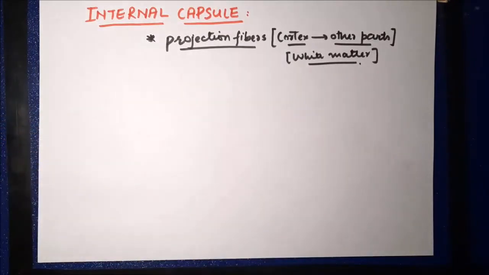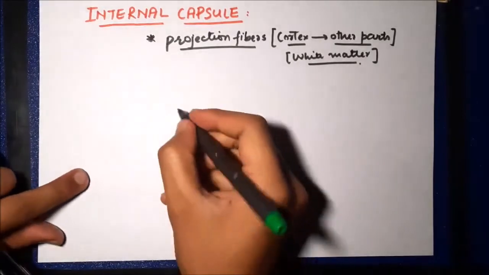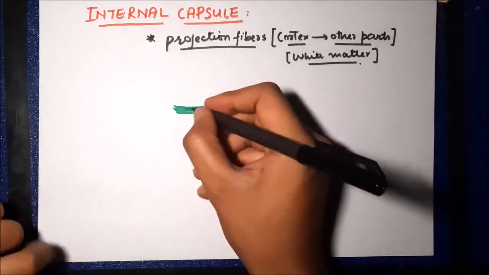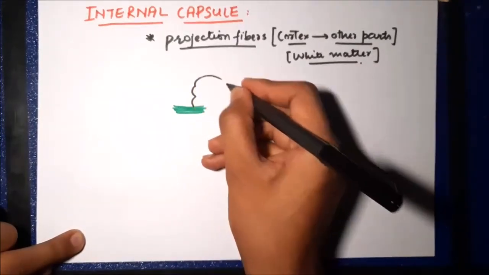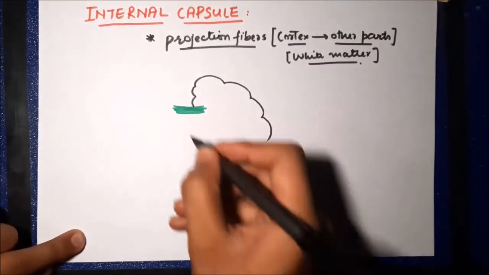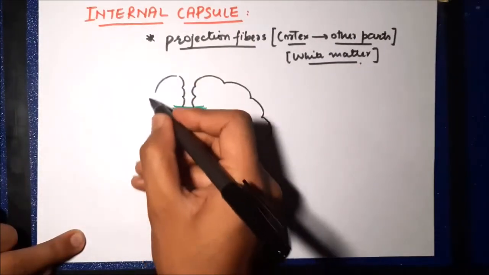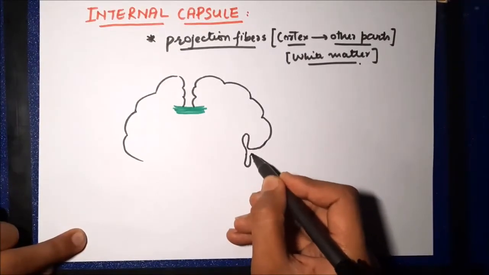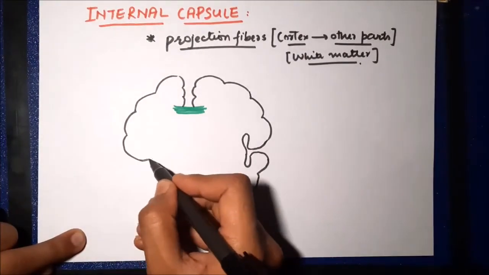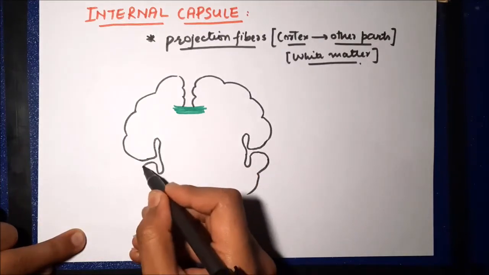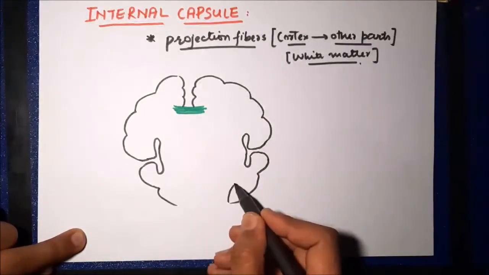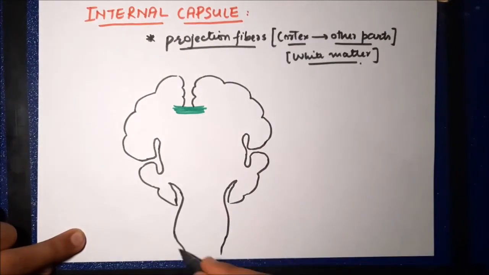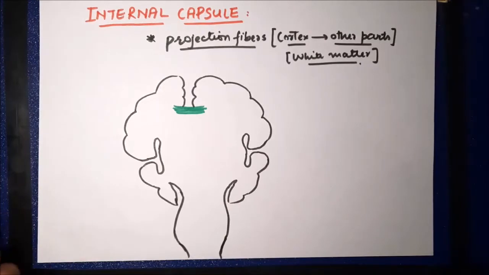Okay, now let us try to understand it with the help of a diagram that would give us some idea about its location as well. So this is the corpus callosum. This is the part of the cerebrum, the cerebral hemispheres. Here is the lateral sulcus, and this is the lower part of the cerebral hemisphere. Below this is the brain stem. So this part is the midbrain and the pons.